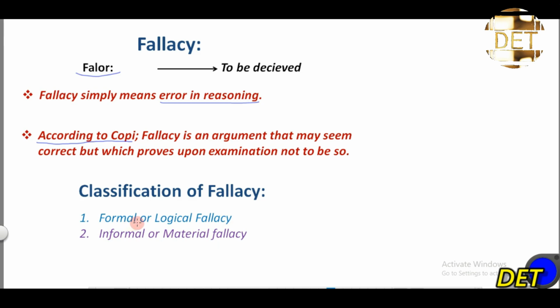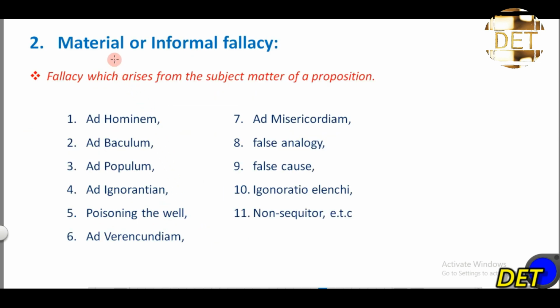So we've looked at the five major types of formal fallacy, also known as logical fallacy, right? Next, we're going to look at the material or informal fallacy. The material fallacy, also known as informal fallacy, is a fallacy which arises from the subject matter of a proposition. In formal or logical fallacy, it results from the structure of a proposition. Here it results from the subject matter of a proposition.